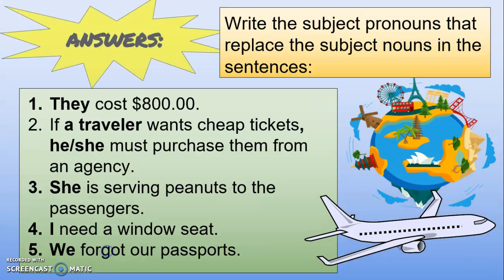All right, now here are the answers. Number 1, they cost $800. Number 2, if a traveler wants cheap tickets, he or she must purchase them from an agency. Number 3, she is serving peanuts to the passengers. Number 4, I need a window seat. And number 5, we forgot our passports.